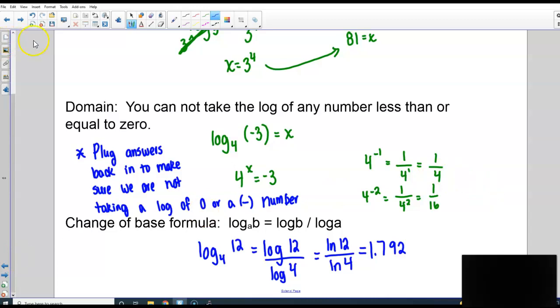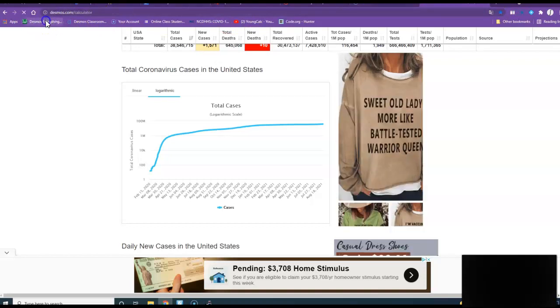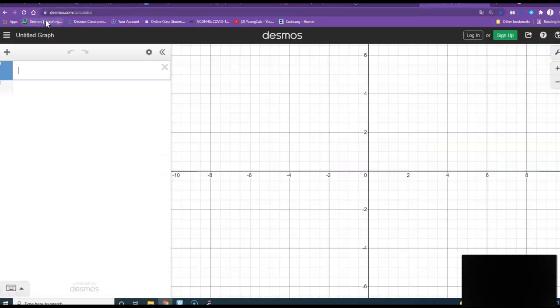Okay, all right. If you use Desmos, because Desmos is great and I love it. If you had Mr. Brown, I don't know that he loves it as much as I do. If you had Coach Wood, he probably loves it more than I do.